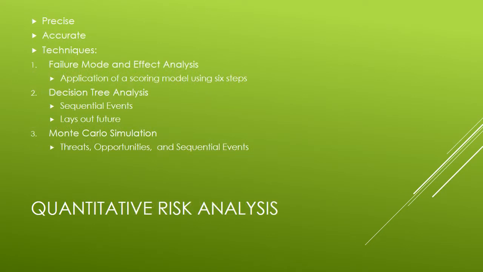Quantitative risk analysis. These methods are more precise and accurate. Three techniques are discussed. Failure mode and effect analysis is an application of a scoring model using 6 steps. The decision tree analysis is useful for situations where sequential events happen over time. It's attractive because it visually lays out everything that may happen in the future. The Monte Carlo simulation handles both threats and opportunities and sequential events.